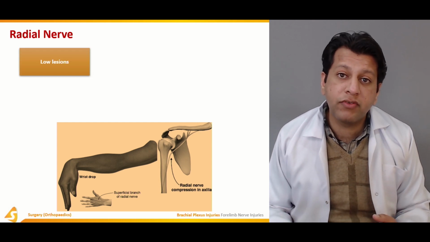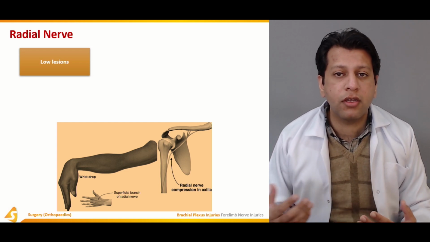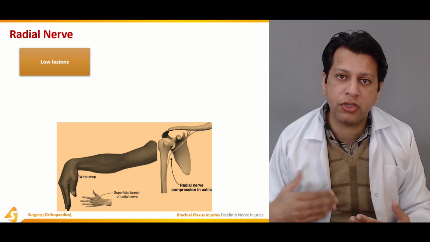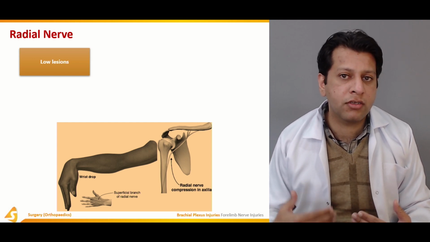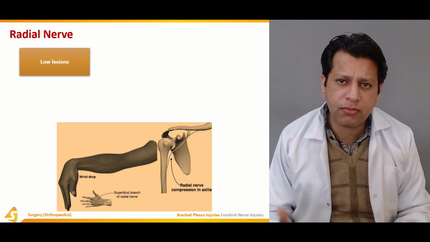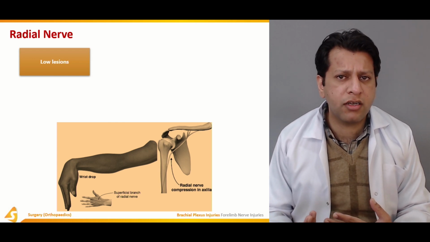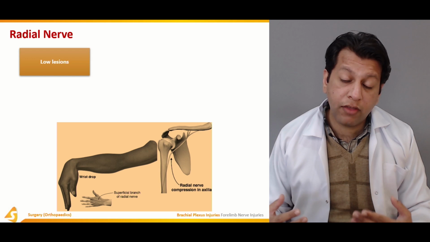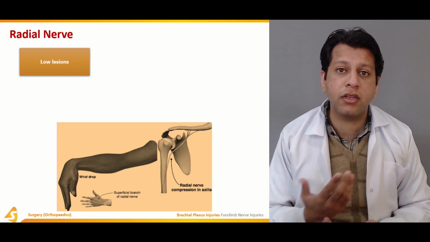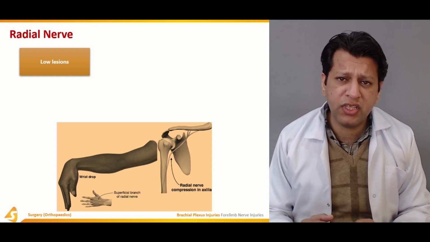As you know, the radial nerve goes on from the brachial plexus and descends down into the arm, posterior compartment, through the radial groove. It passes through the groove and eventually splits into the posterior interosseous nerve and the superficial radial nerve. Depending on the level, low lesions can occur at the level of the wrist joint, that is the anatomical snuffbox with an injured scaphoid.